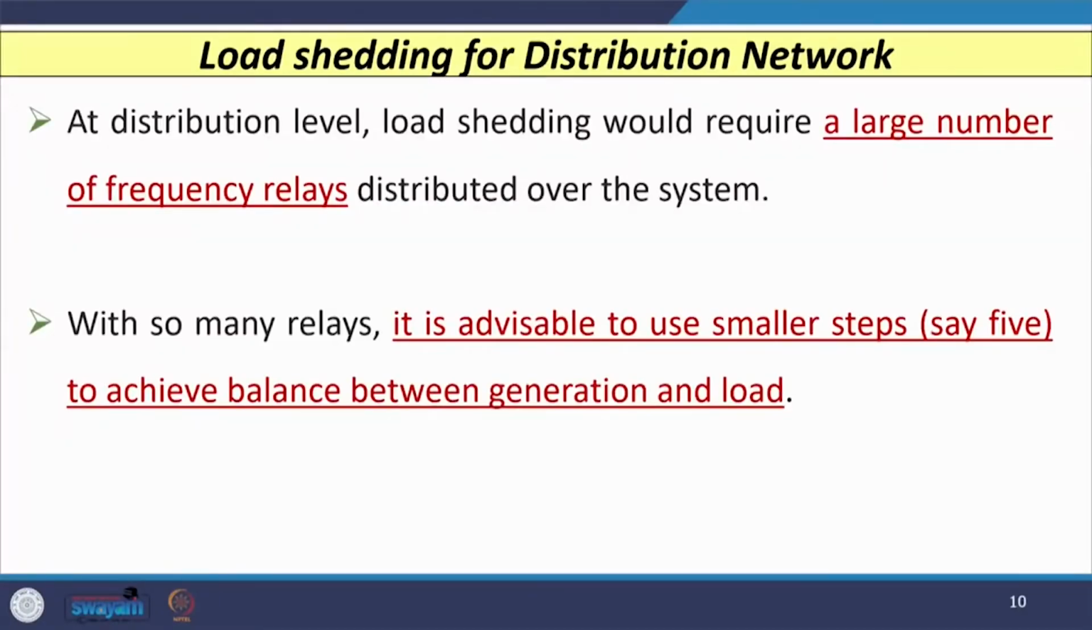Now, when we talk about load shedding for a distribution network, then at distribution level load shedding would require a large number of frequency relays. So, with such a large number of frequency relays, it is advisable to use smaller steps, let us say 3 steps or 5 steps, to achieve the perfect balance between the generation and the load.